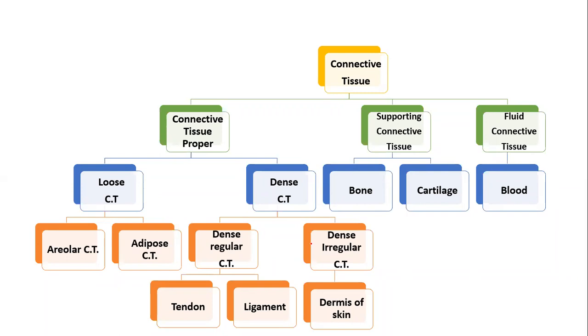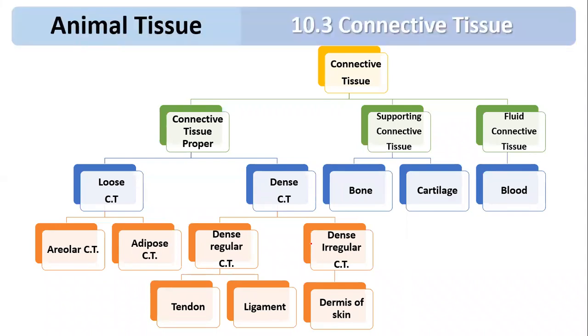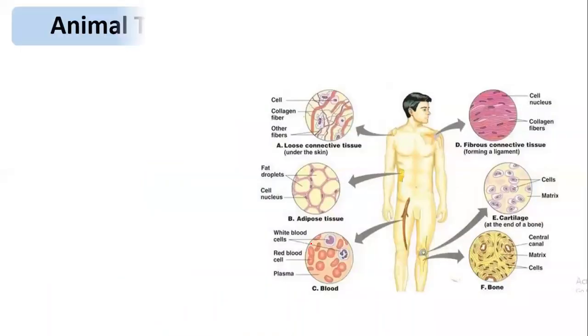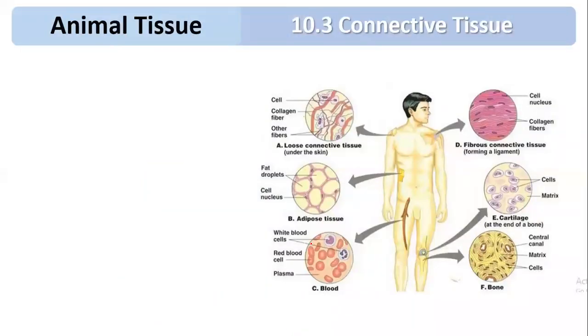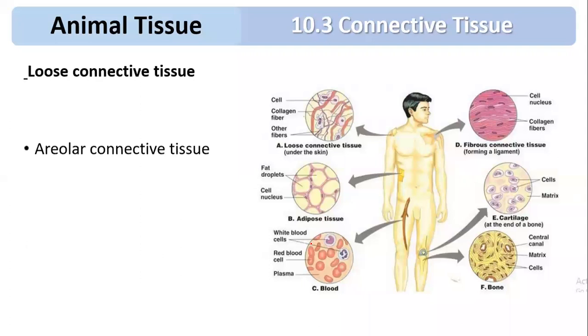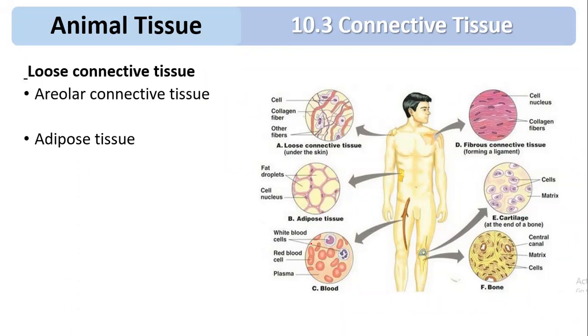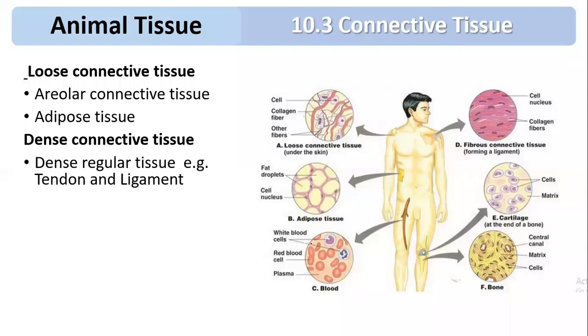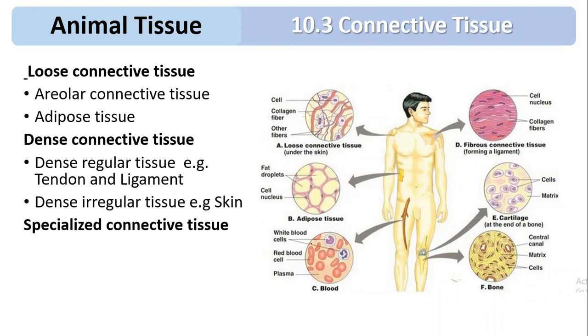So that is the classification as per your government textbook. But if we follow the NCERT for the NEET, the classification is slightly different. As per the NCERT, first is loose connective tissue, further divided into areolar and adipose tissue. Then dense connective tissue, further classified into dense regular and irregular connective tissue. Then specialized connective tissue, further classified into cartilage and bone.